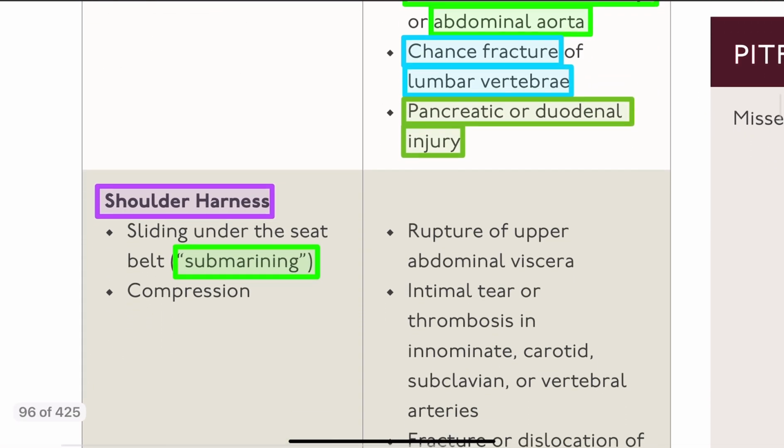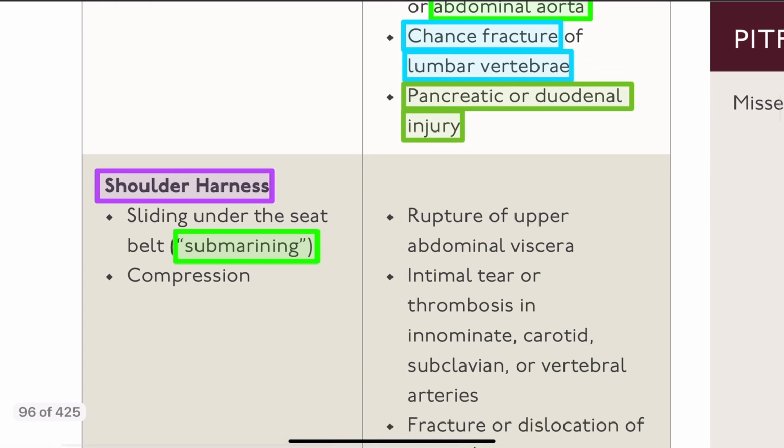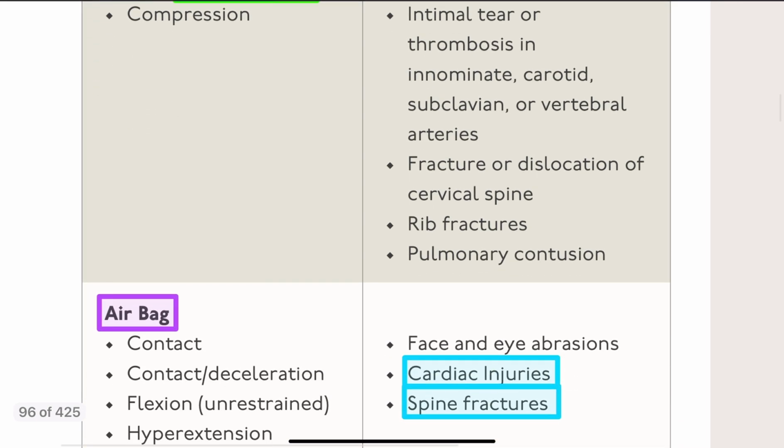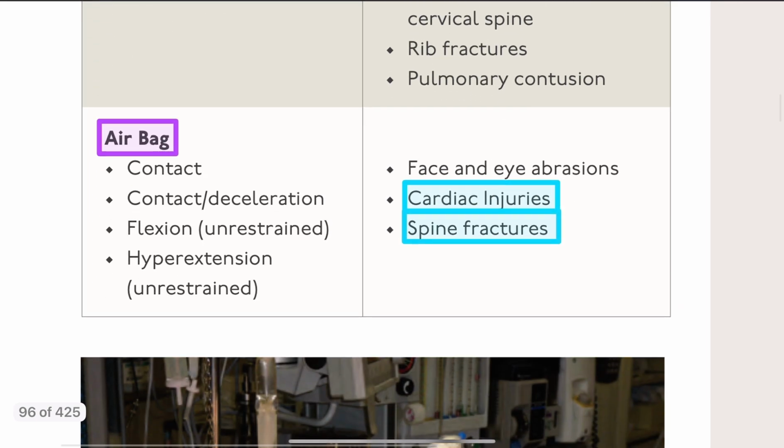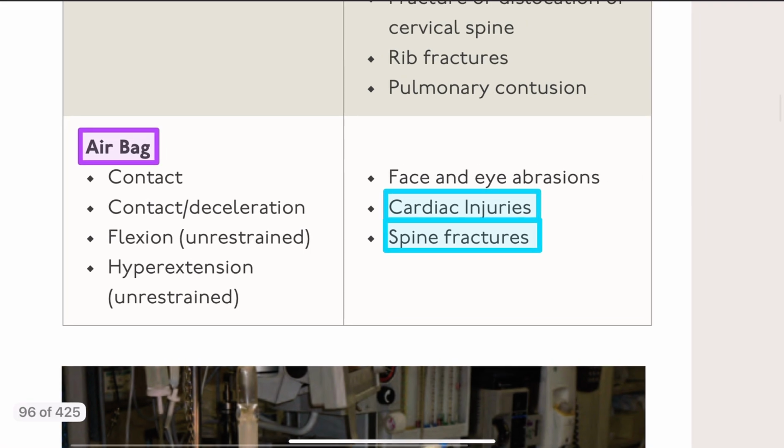Now come to the shoulder harness. Submarining is associated with the shoulder harness. Now come to the airbag. Airbag can cause contact deceleration, flexion, and hyperextension, but you can also remember face and eye abrasion. Mainly cardiac injury and spine fracture can be there in airbag injury.